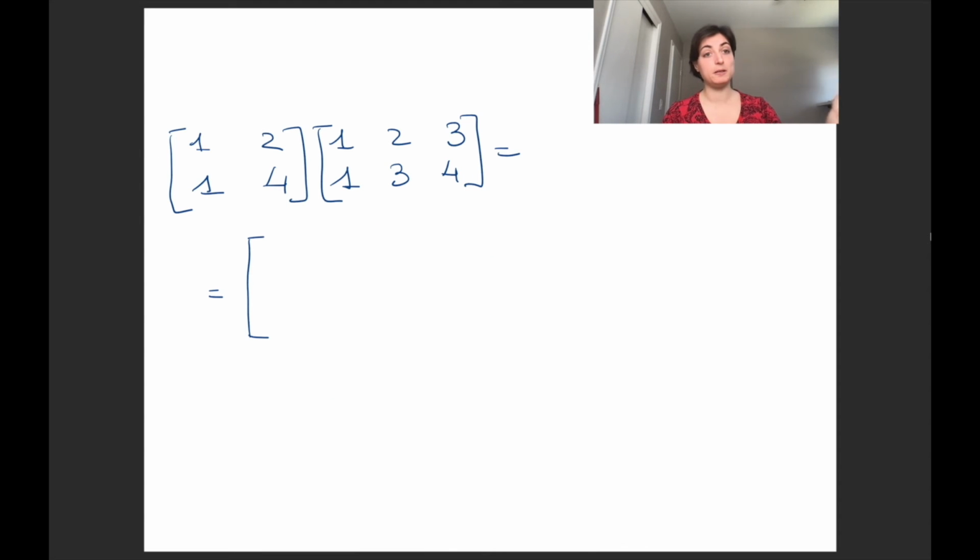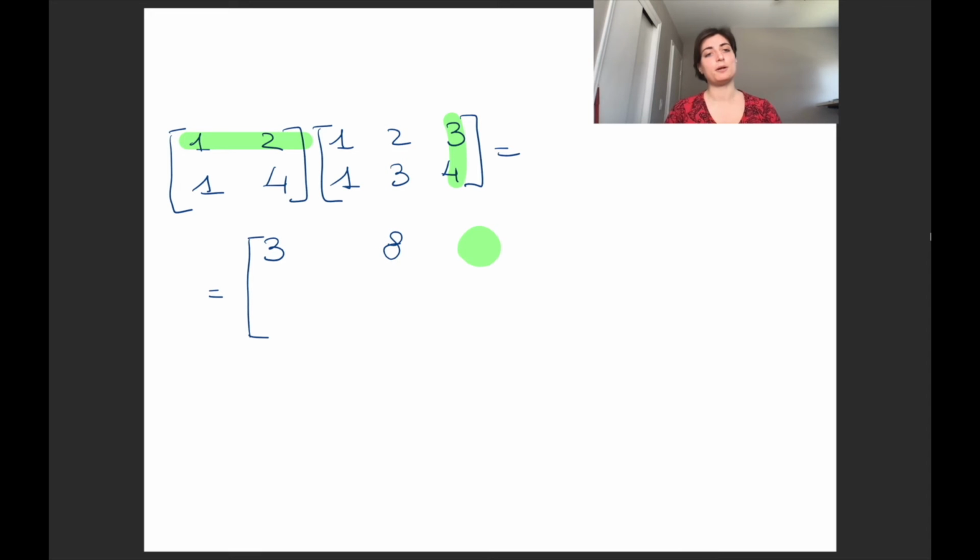We're multiplying B times A, so we're multiplying [1, 2; 1, 4] times [1, 2, 3; 1, 3, 4]. The first element is the first row of the first matrix times the first column of the second matrix. So it's 1 times 1 plus 1 times 2. Then the next element is the first row of the first matrix times the second column of the second matrix. So it's 1 times 2 plus 2 times 3.